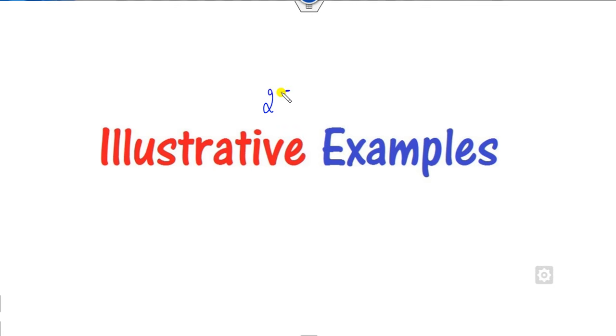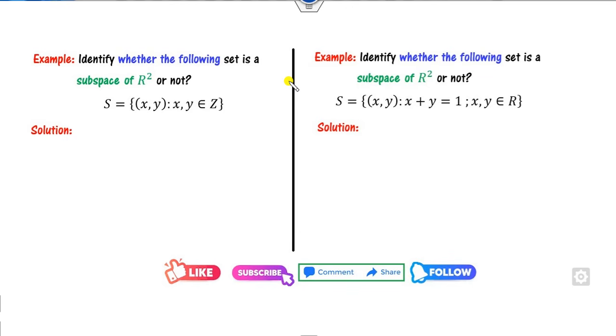In this lecture, I will explain with the help of 25 examples. So let's start with this one. What is the rule behind that? Make sure that whatever set is given to you, your first target is to check whether 0 is a part of it or not.